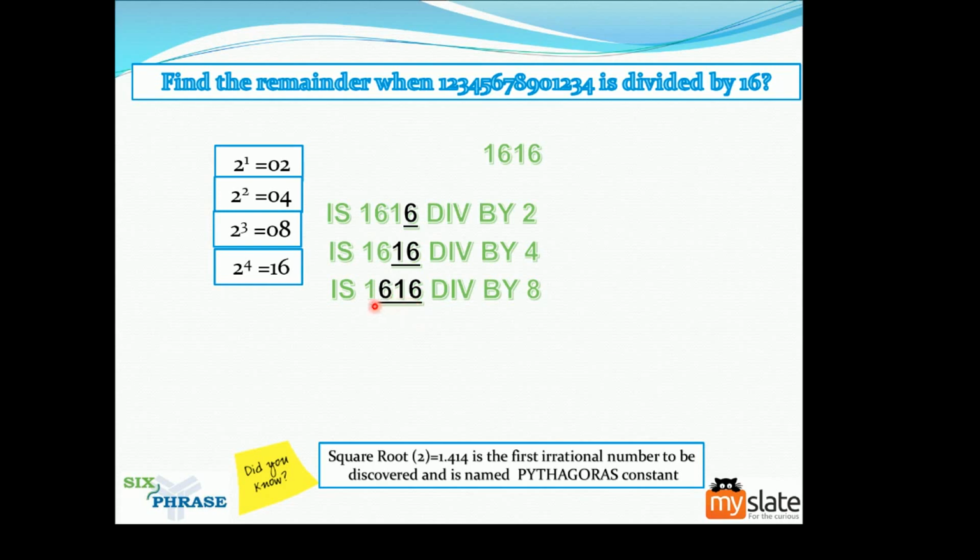Okay. 1616 divisible by 16. Look for all the 4 digits. See if it is divisible by 16. Then the given number is divisible by 16.